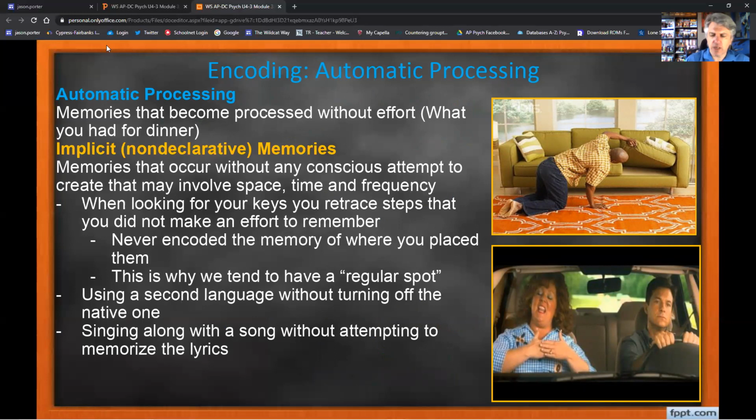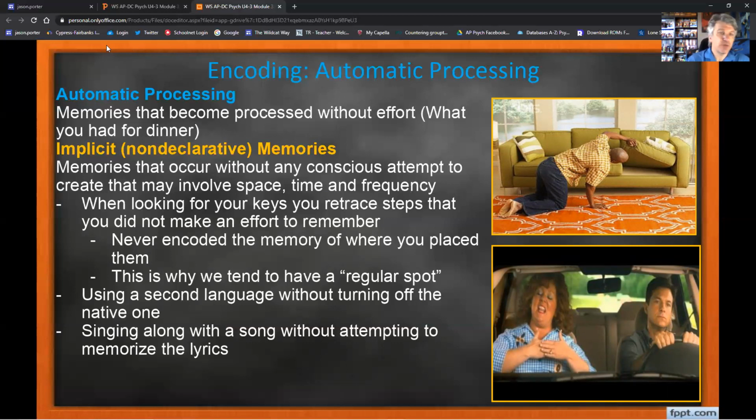Non-declarative memories are automatic processing, like post-traumatic stress disorder. I don't intentionally put that away. It just sort of happens. So implicit non-declarative memories are memories that occur without any conscious attempt to create them. It can involve space, time, frequency, moods, all this stuff that goes on with it.